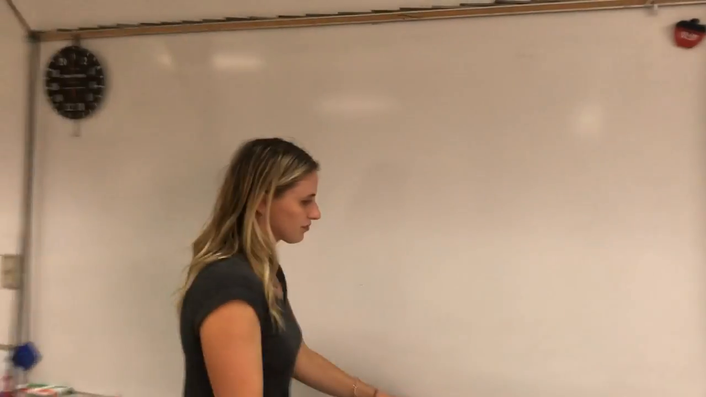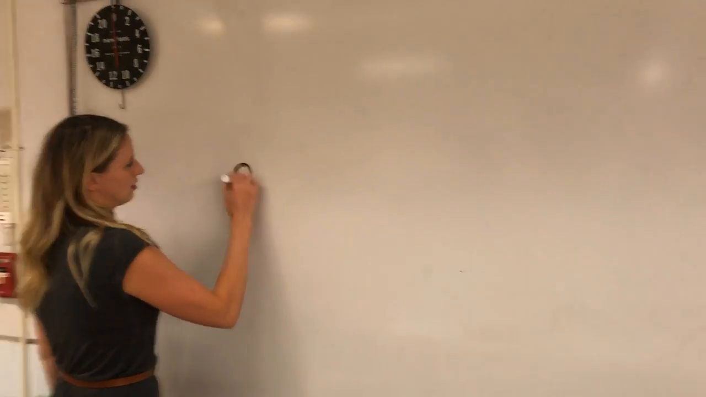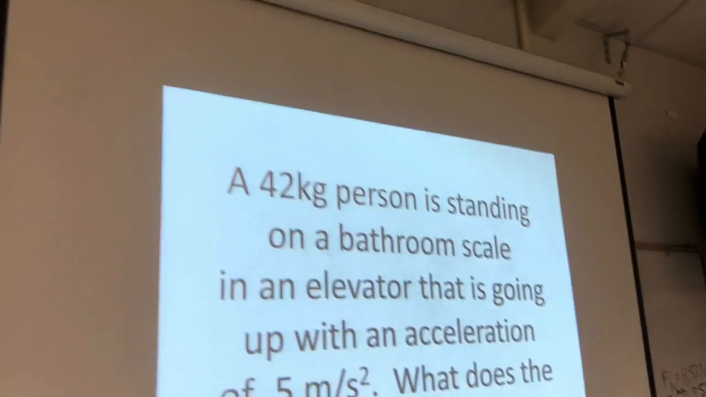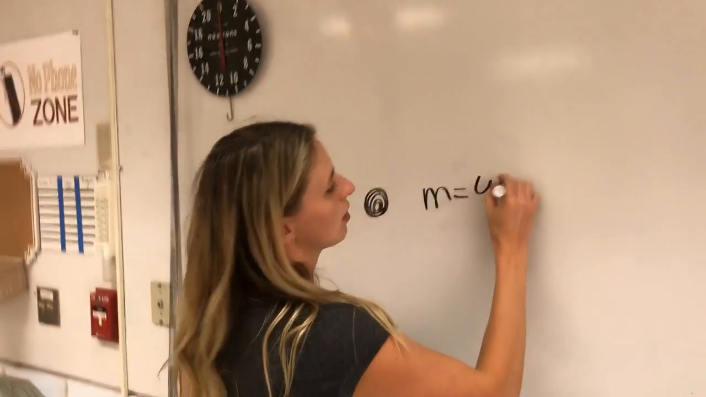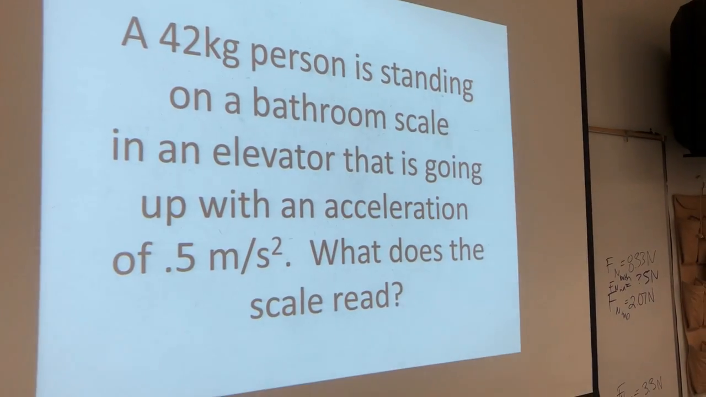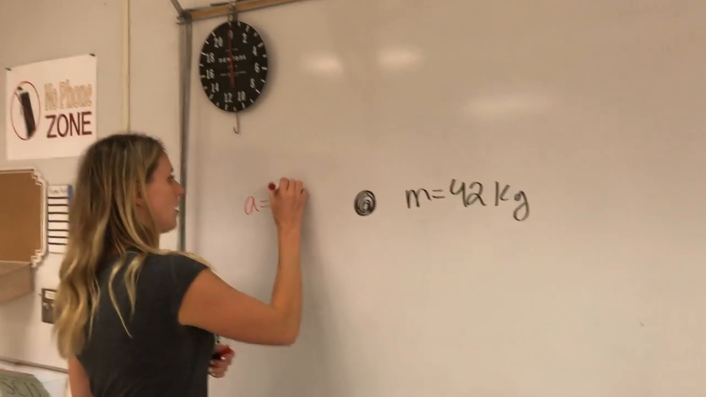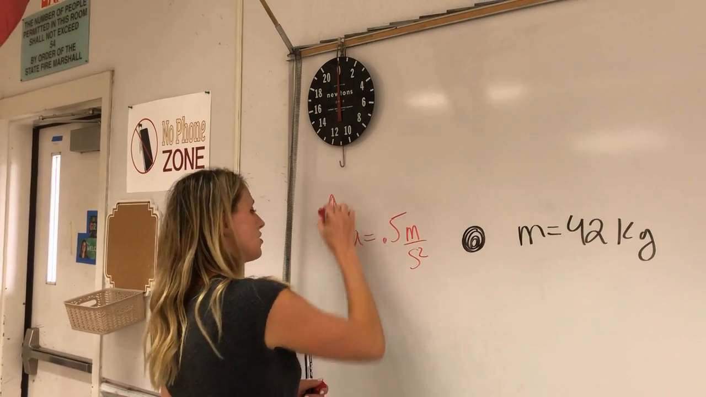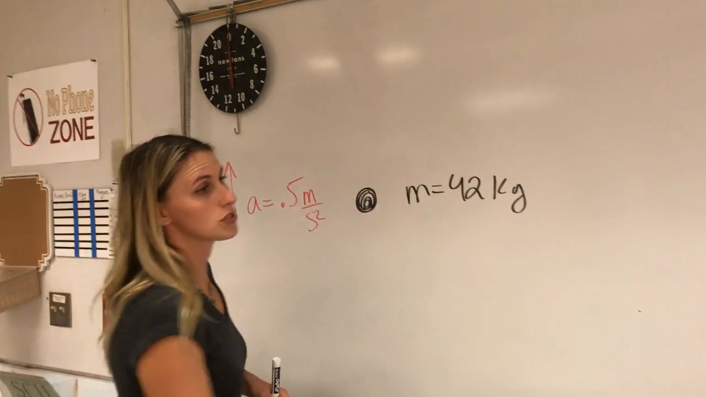All right, so here is this. What's the mass? What is our mass? A 42-kilogram person is standing on a bathroom scale in an elevator with an acceleration of 0.5 meters per second squared. And that would be up, wouldn't it? Okay, our acceleration is up, which tells us the net force should be up too.